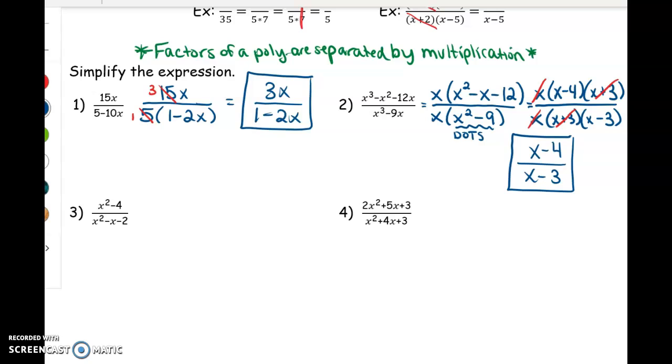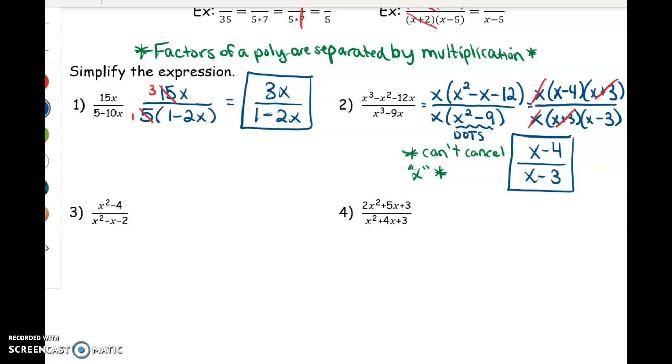Right? Again, to make a little note here, I can't cancel the x's in this one, right? Because they're not separated from the other number in their numerator and denominator by multiplication. That's a whole factor of x minus 4, and the denominator is a whole factor of x minus 3. So I can't cancel that.